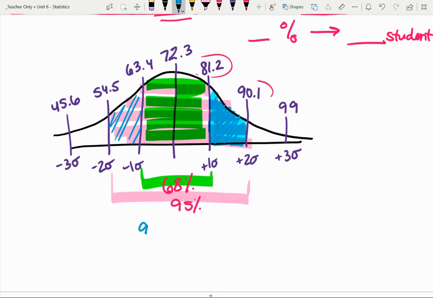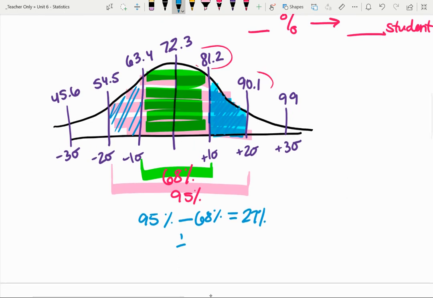that would be the difference between 95% and 68%, which would leave us with 27% in between the first and second standard deviations. But again, we're only looking at half of that, and 1/2 of 27% is equal to 13.5%. So within this little area is 13.5%.